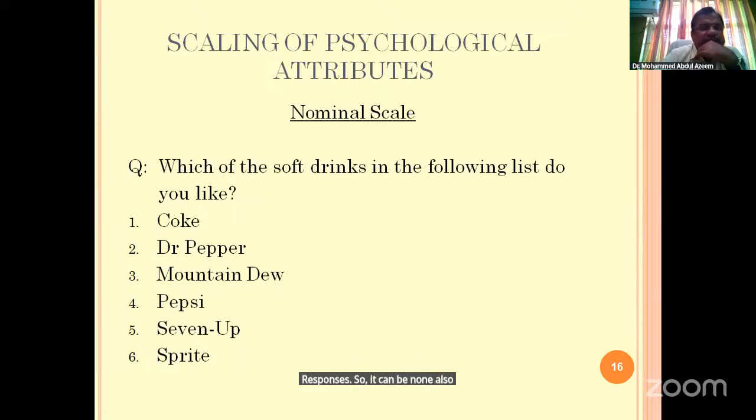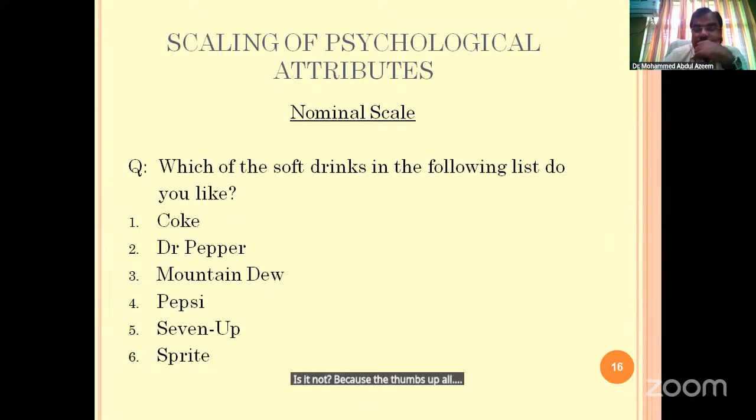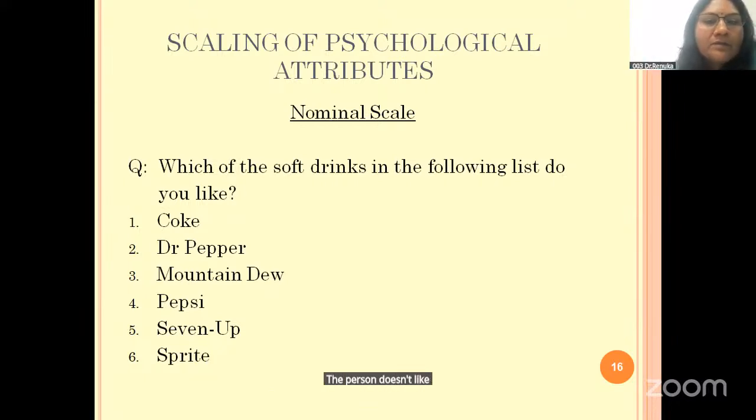That means doesn't want anything. So how do you come to the conclusion that the customer doesn't want to drink any of the above? It can be other thing also. It can be thumbs up also. Thumbs up is not there. Is it not? It can be thumbs up also. The person doesn't like any of the soft drinks.